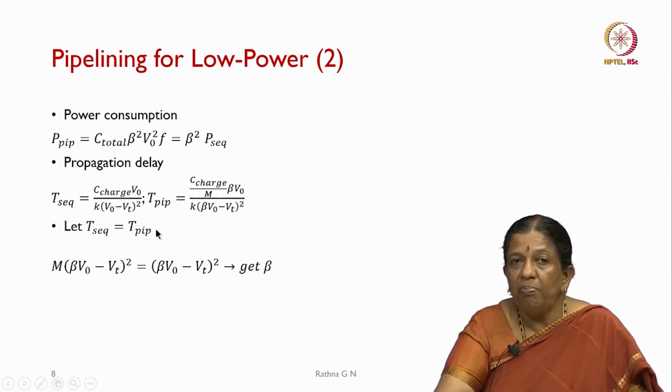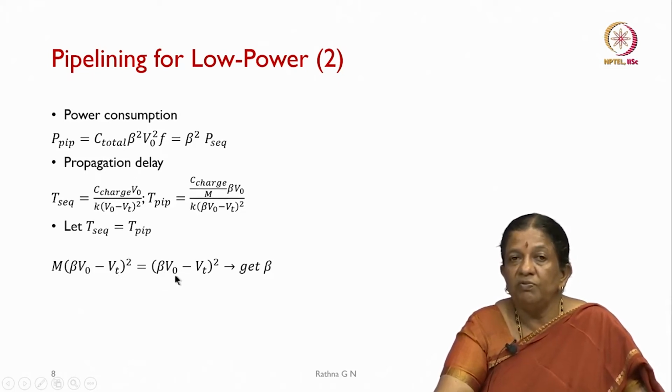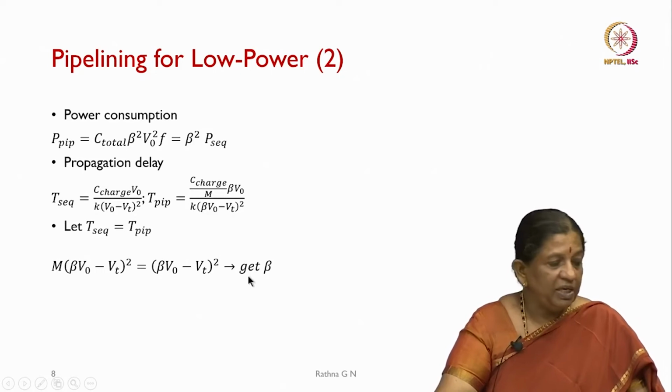Then we apply that T sequential is equal to the clock period of the pipelined stage. If we substitute them and simplify, we get m into beta into V naught minus V t whole squared, which is equivalent to beta into V naught minus V t whole squared. From this equation we will get our beta.